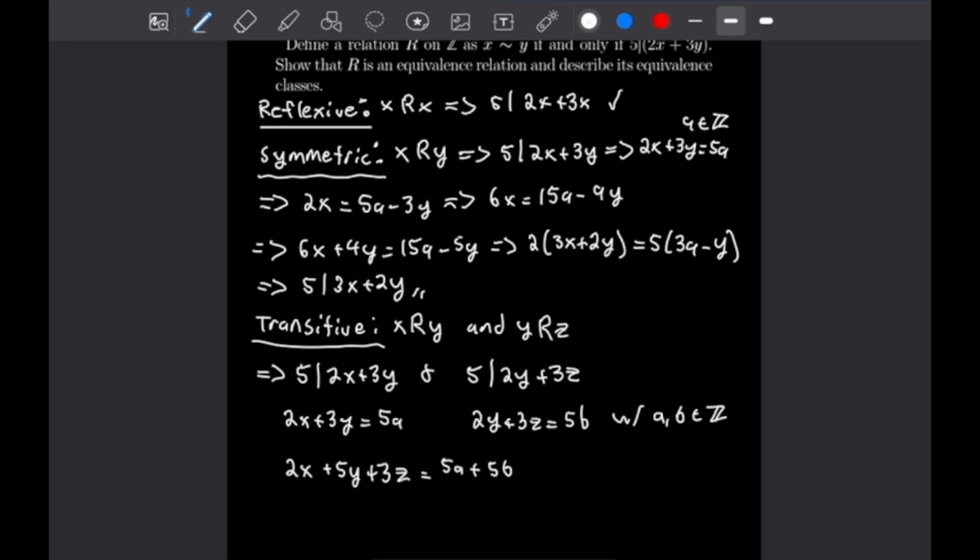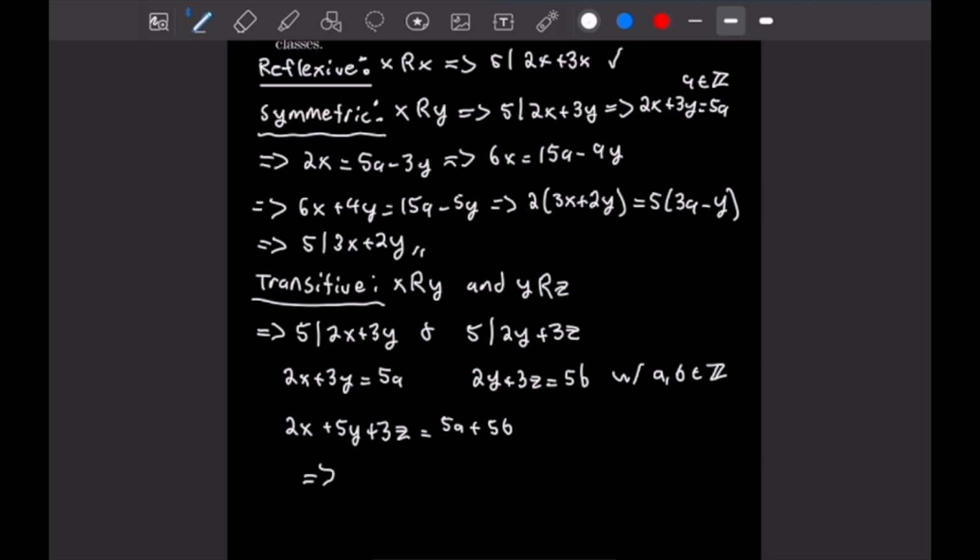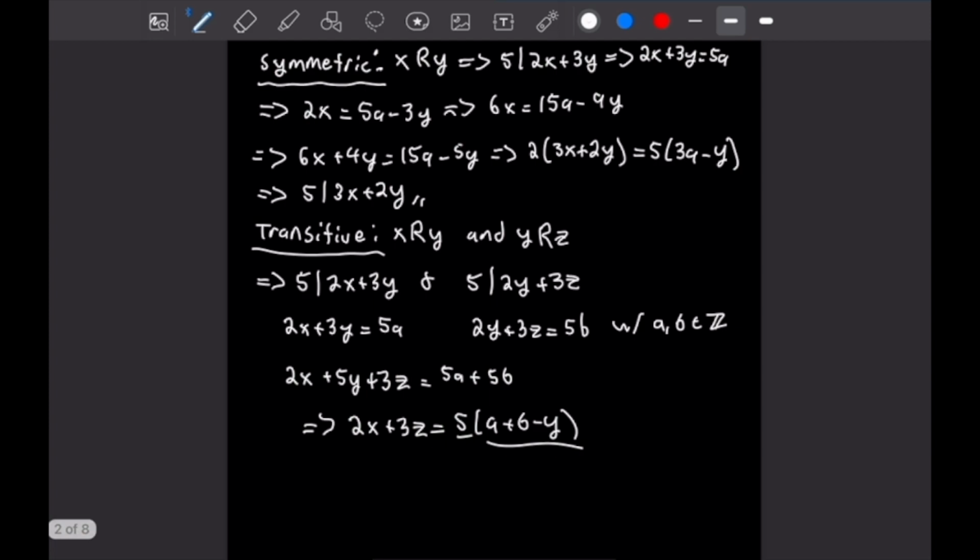plus 5b. And from here, we are going to subtract our y's to the other side, and we will get that 2x plus 3z is equal to, well, you can see we will be able to factor out a 5 here. We'll have 5 times a plus b minus y. And since we have 5 times something is equal to 2x plus 3z, we have shown all that we need to show that 5 divides 2x plus 3z. But if 5 divides 2x plus 3z by our definition of this relation, that means that x is related to z. Great. So we have proved that this is reflexive, symmetric, and transitive, which means this is in fact an equivalence relation.